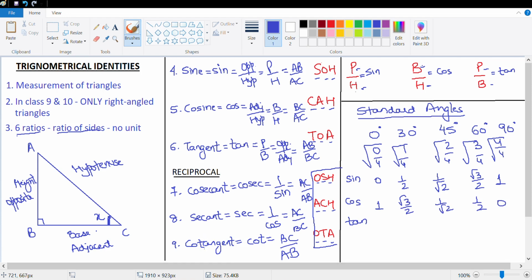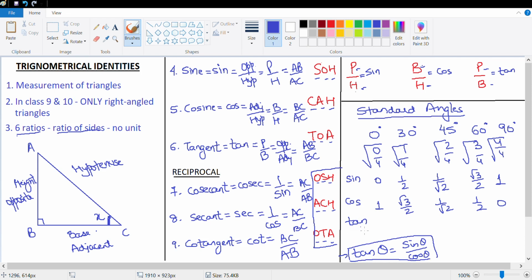And then I did not share one relationship with you. The relationship is tan theta is equal to sine theta upon cos theta. I forgot to mention this. So there is another special relationship, which is tan theta can be written as sine theta upon cos theta.